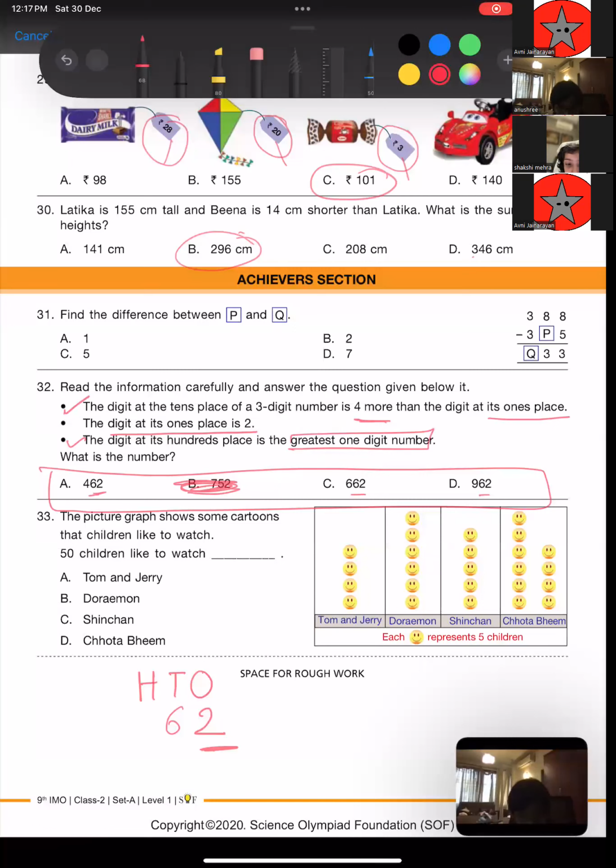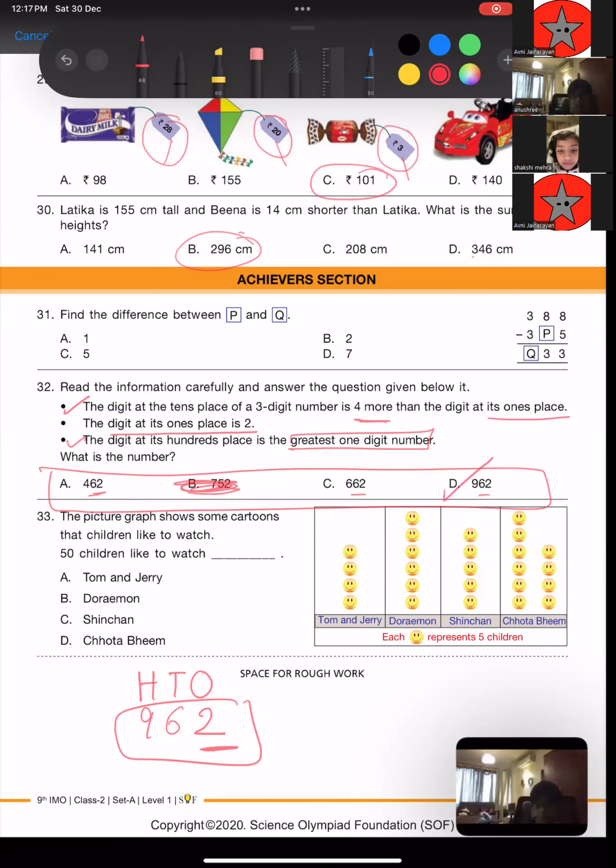Kabir, what is the greatest one-digit number? 9. Yes. So this is the answer. Which option should I mark? The last one. D. Correct? Everyone got it 962? Okay.